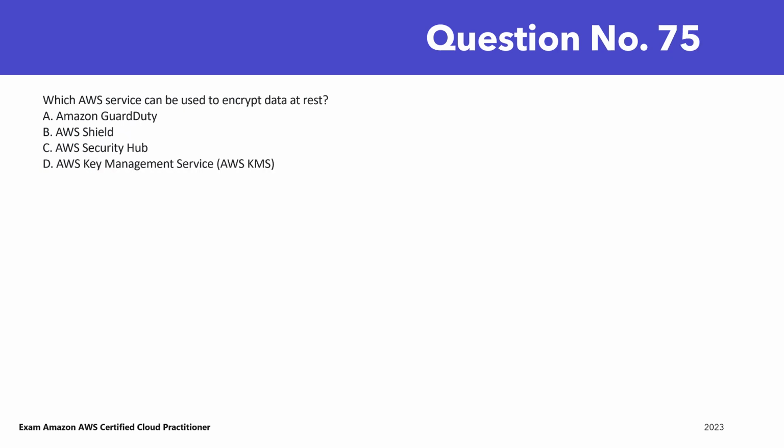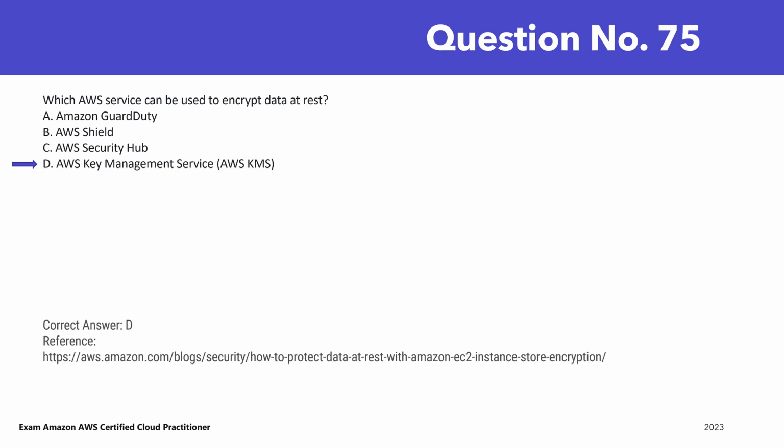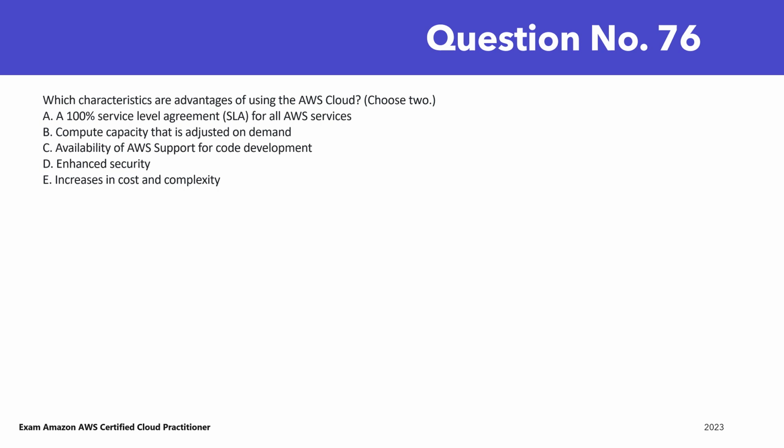Which AWS service can be used to encrypt data at rest? A. Amazon GuardDuty. B. AWS Shield. C. AWS Security Hub. D. AWS Key Management Service, AWS KMS. Correct answer, D.